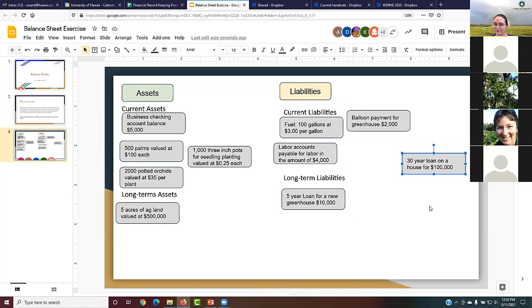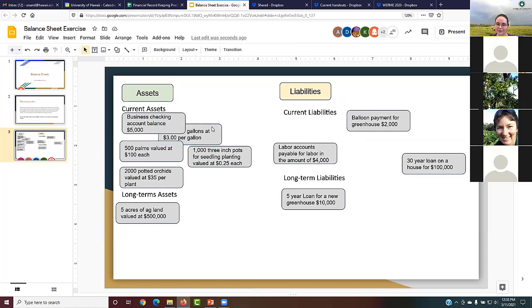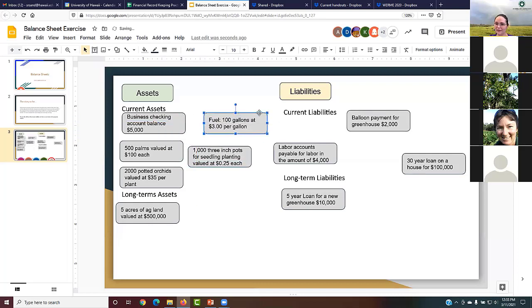Let's go back to the fuel. What about that one? The fuel? Yeah, 100 gallons at $3 per gallon. You want to include it over here? No, I don't know. That's kind of why I'm just having a discussion. Yeah, I mean, it could be. It depends. I wrote this story very quickly. I would say this could be a current asset. If I owed money on the fuel, it would be a current liability.